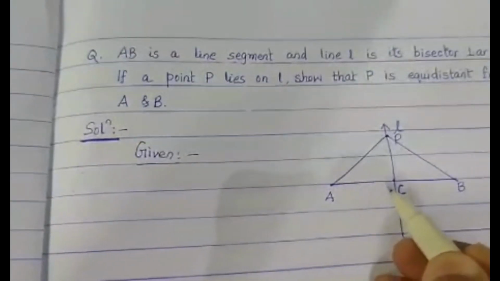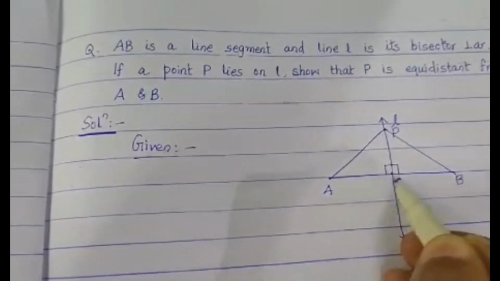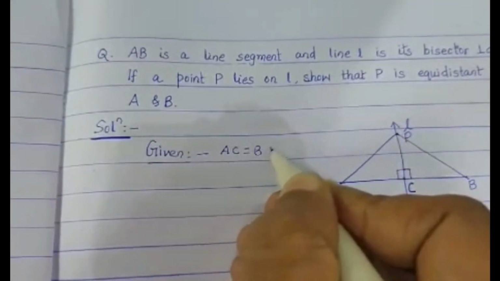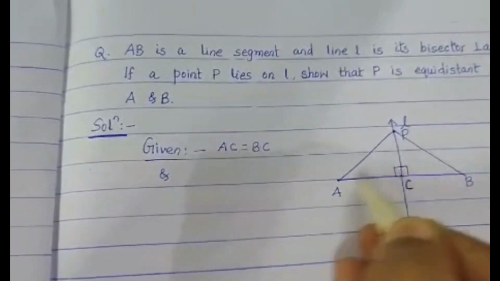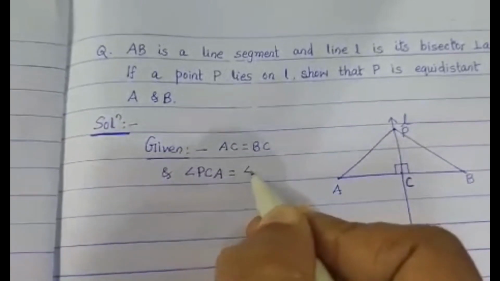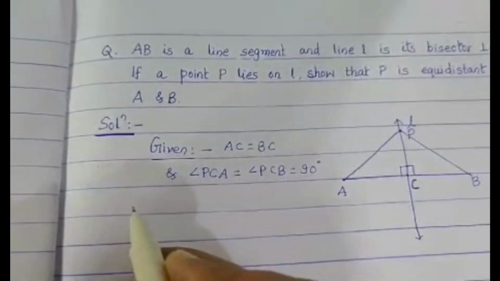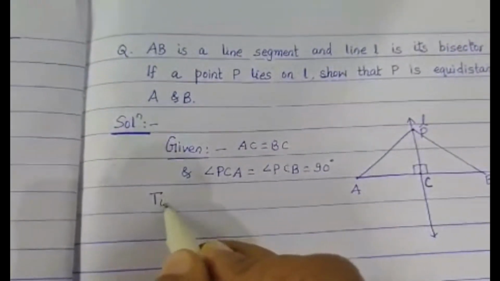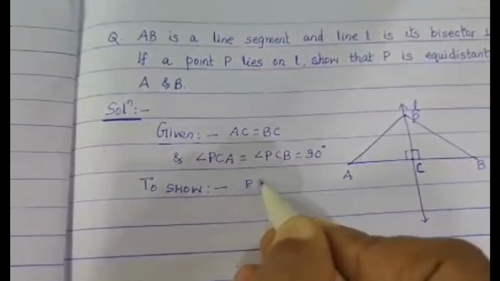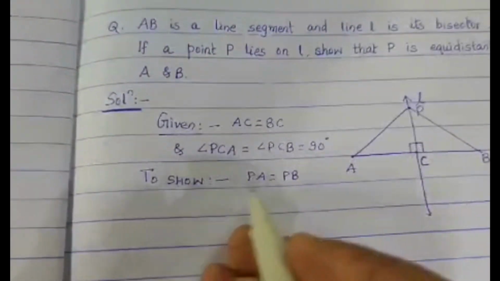Given, this is a perpendicular bisector, so these two angles will be 90 degrees, and it also bisects, so AC equal to BC. Given is AC equal to BC, and angle PCA equal to angle PCB equal to 90 degrees. And we have to show that PA is equal to PB. This is what we have to prove.